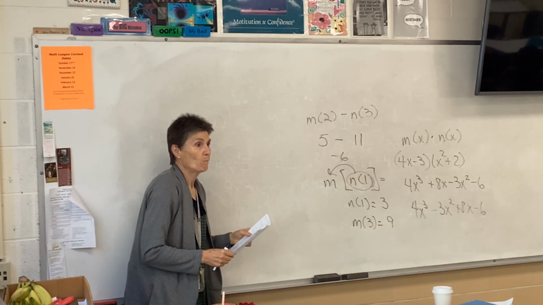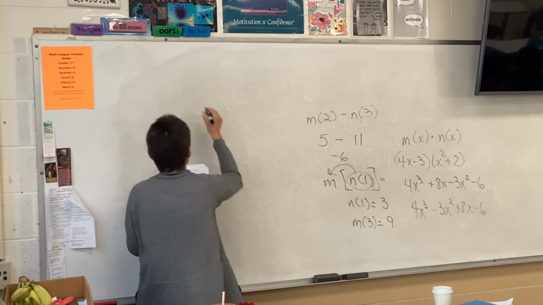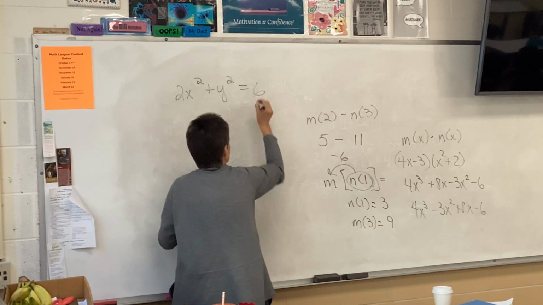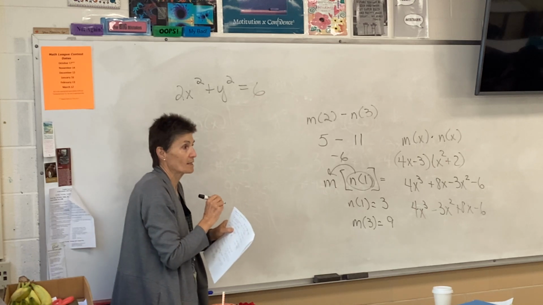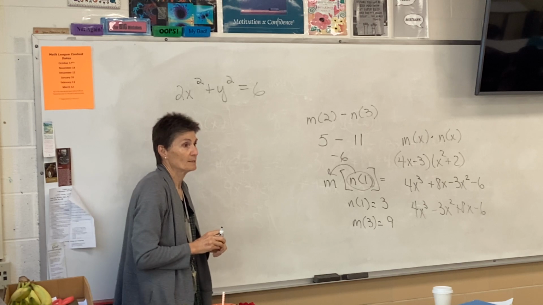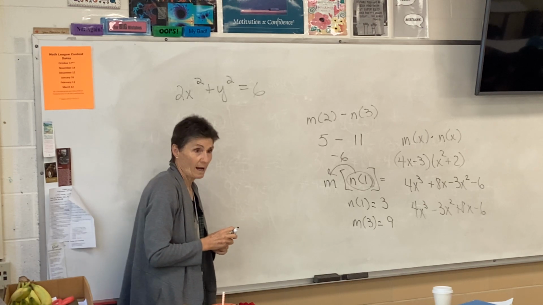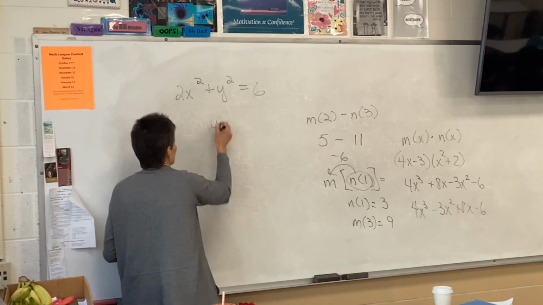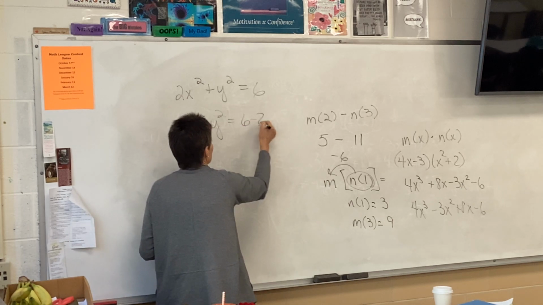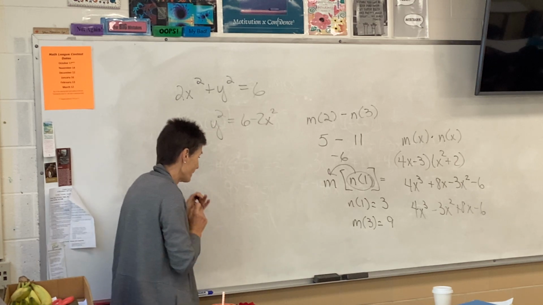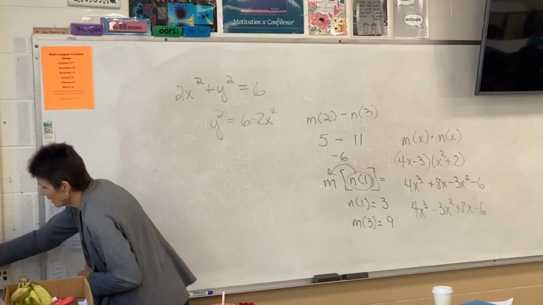You good? Alright, next one, implicit functions. Who remembers how we do this? We just learned this, this was the last thing we learned. Who remembers how this works on implicit functions? We get y by itself. So I'm going to subtract 2x squared, would everybody agree with that? And then what am I gonna have to do to get y all by itself?